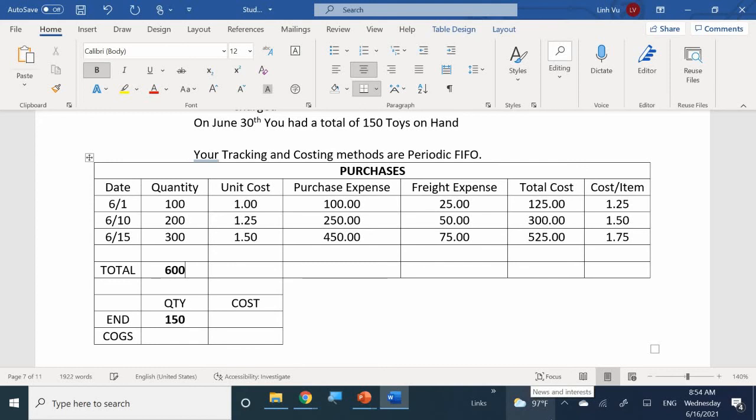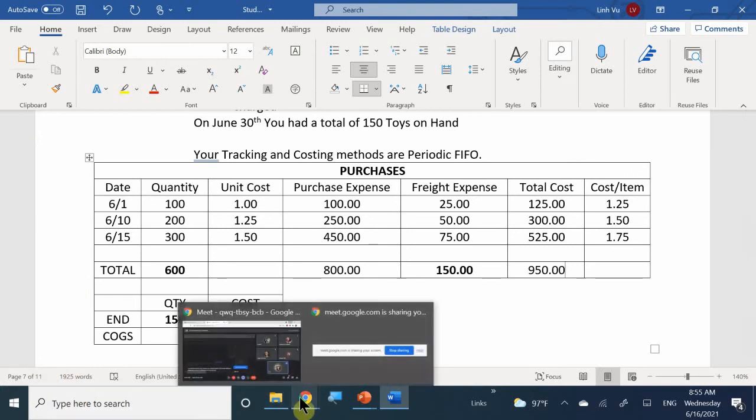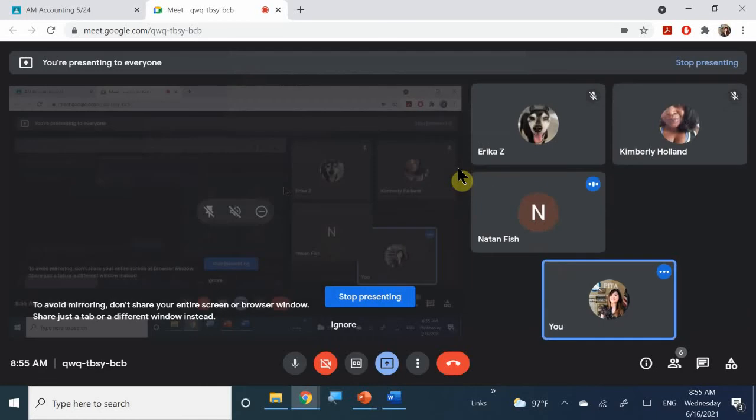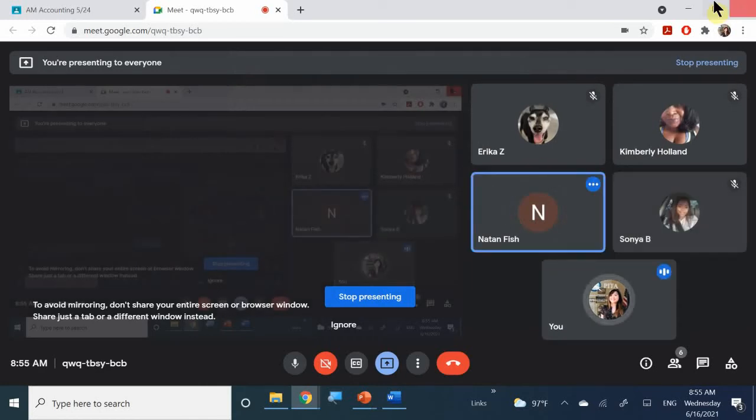600 items, okay? All right, at what purchase price? Total purchase price? 800. 800, and what was my freight? 150. 150, bringing my total cost to be 950. 950, right? So then if I have 150 left, how many items did I sell? 450. You sold 450.